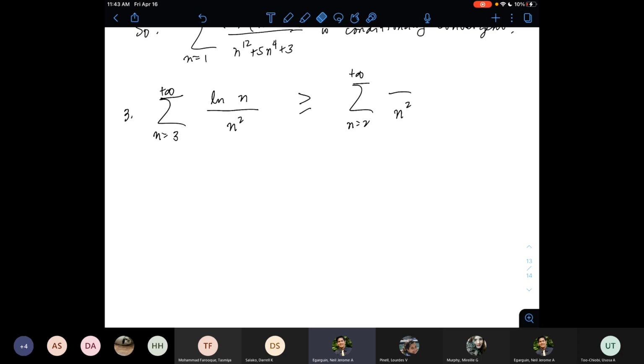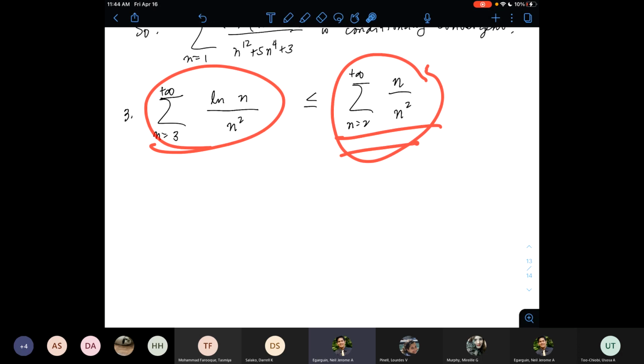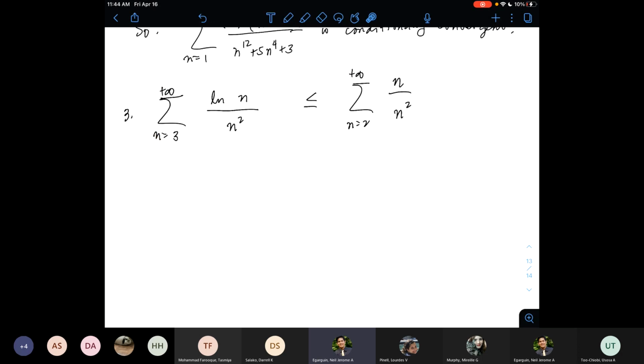So let's try again. What happens when I compare it with, I'll replace the top by n. What I did here is to increase the numerator. If I increase the numerator, I'm increasing the entire fraction, right? So this is larger, but this is divergent because this is the harmonic series. My given series is smaller than a divergent series. No conclusions can be made, unfortunately. So what can I do here?